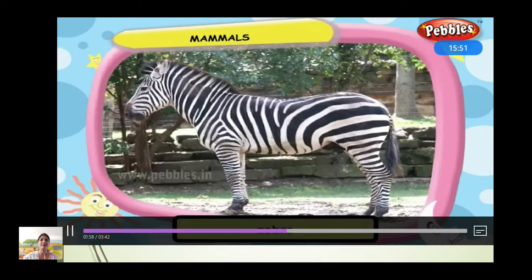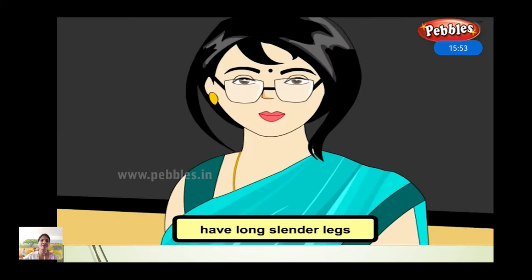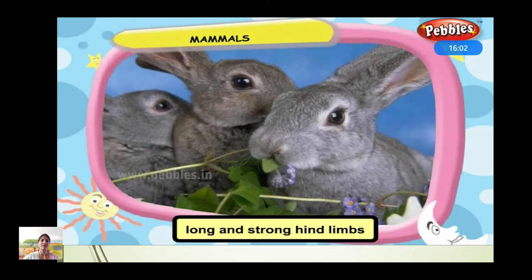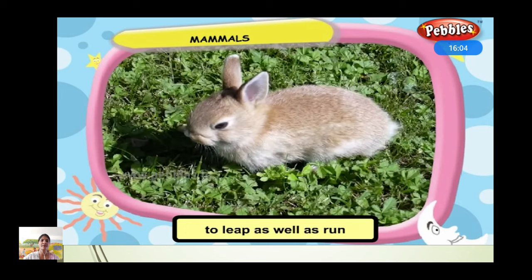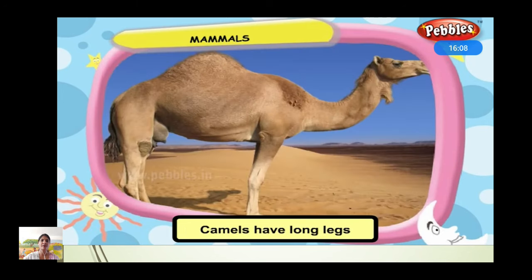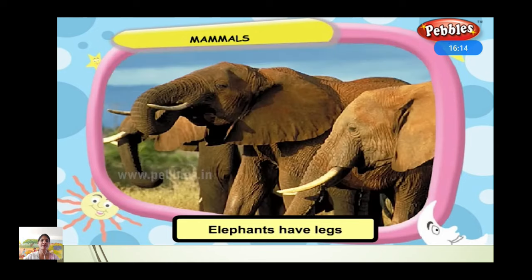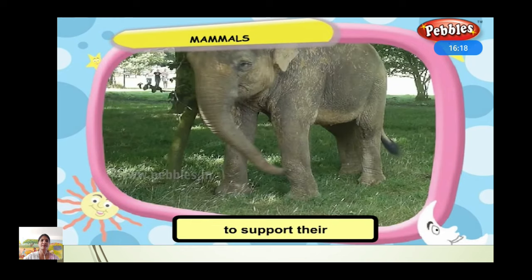Giraffe, zebra and deer have long slender legs to run fast. Rabbits have short forelimbs and long and strong hind limbs to leap as well as run. Camels have long legs with padded feet to walk on sand. Elephants have legs which look like pillars to support their heavy body weight.